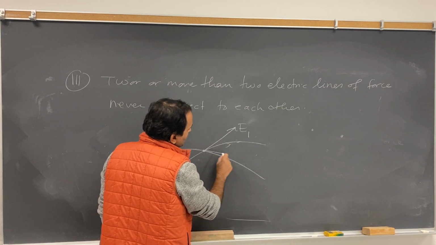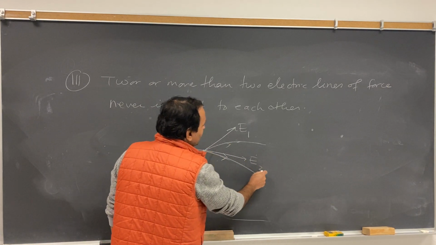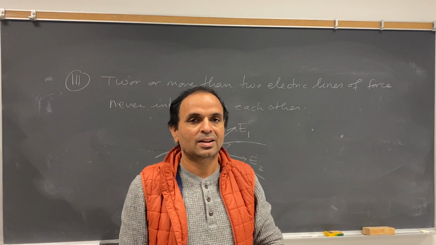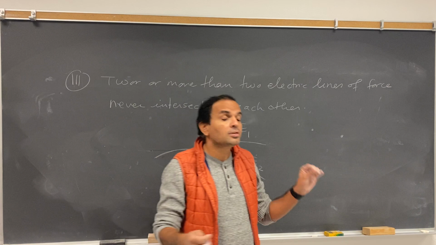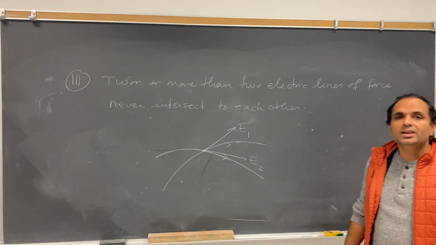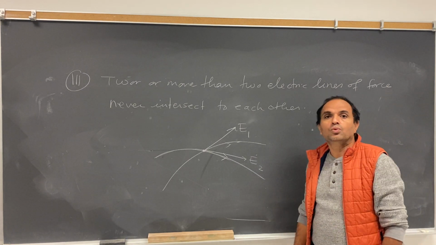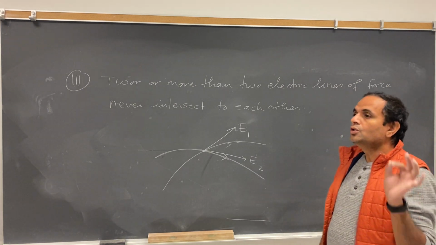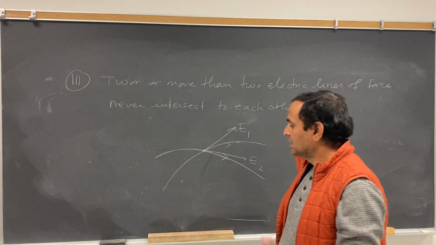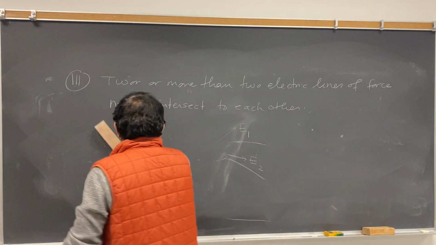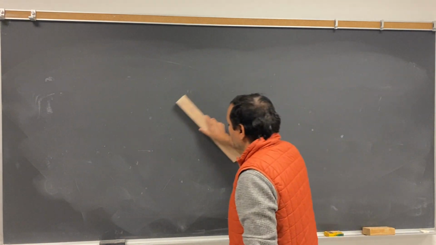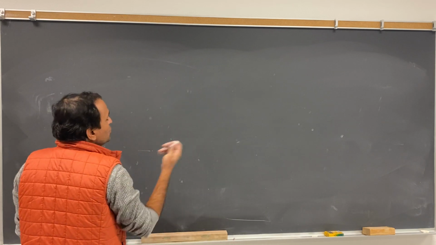Then if you draw the tangent here, then you have E2. At the point of intersection, you will get two electric fields, which is not possible. That's why two electric lines of force never intersect each other, because at the point of intersection you will get two electric fields, which is impossible. So two or more electric lines of force never intersect each other. There are many properties, I didn't write down all of them, I wrote only a few important ones.